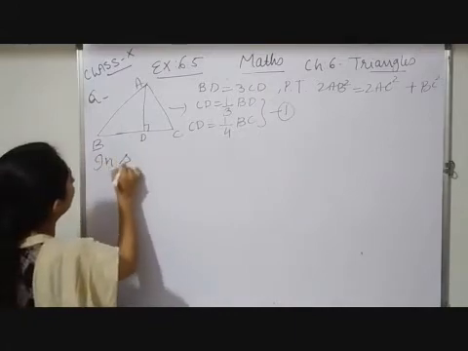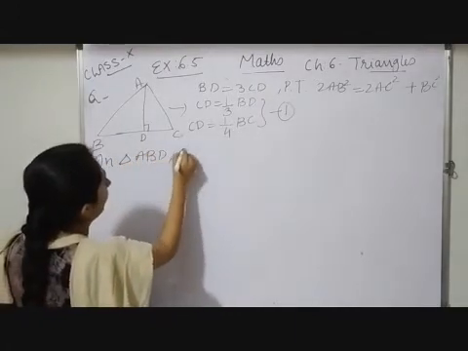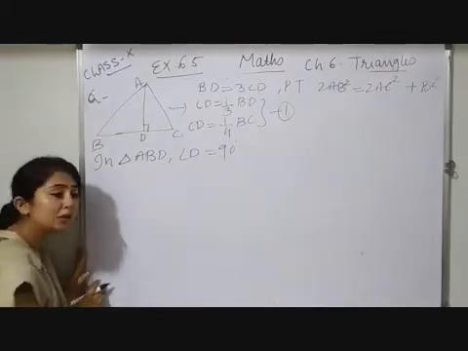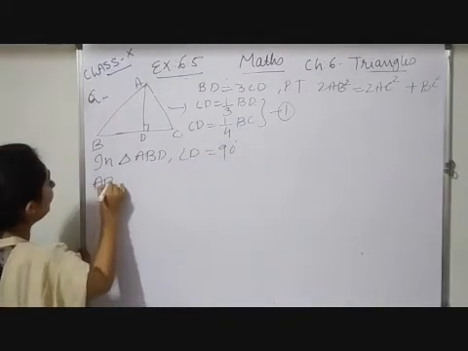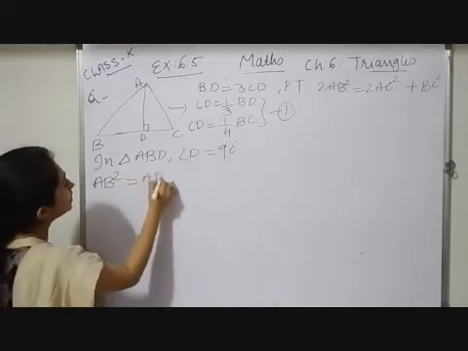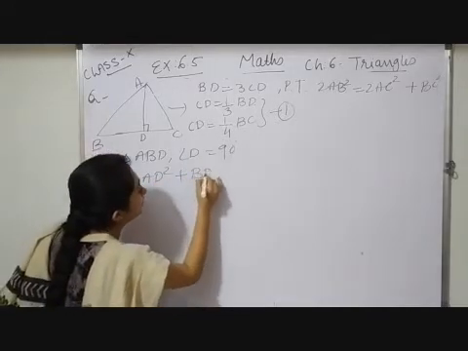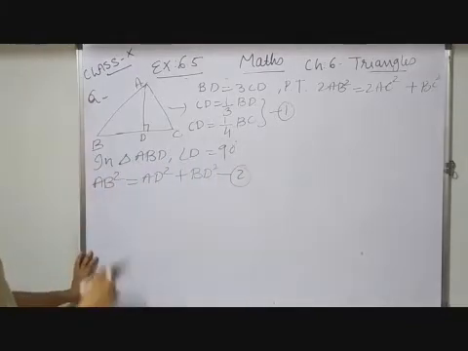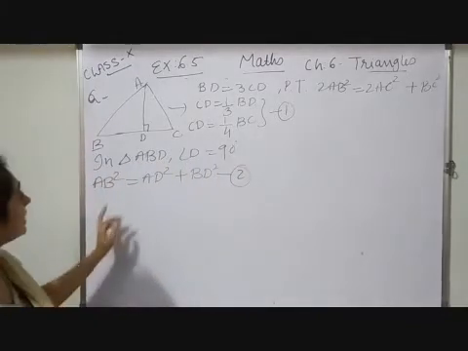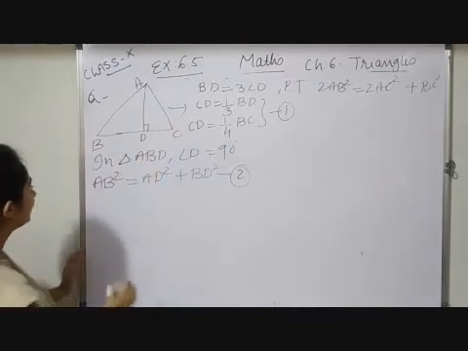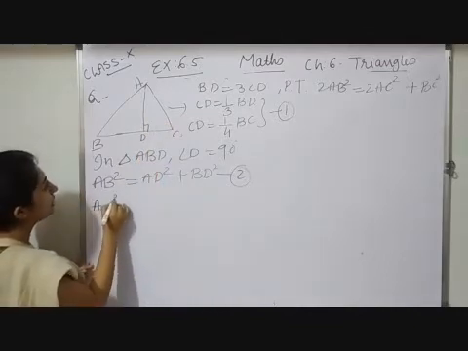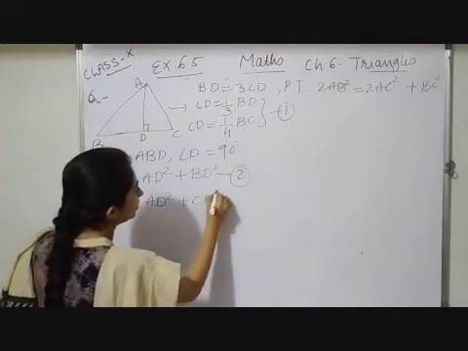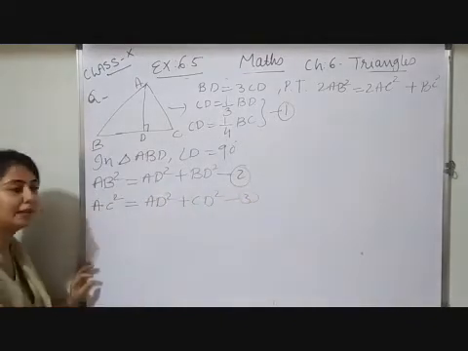In triangle ABD, angle D is of 90 degree. So here I can apply the Pythagoras theorem. I can write AB square equals AD square plus BD square. Let this one be your equation number 2. Second thing is AC square. AC square is a part of this triangle, so I can write AC square equals AD square plus CD square. Let this one be your equation number 3.